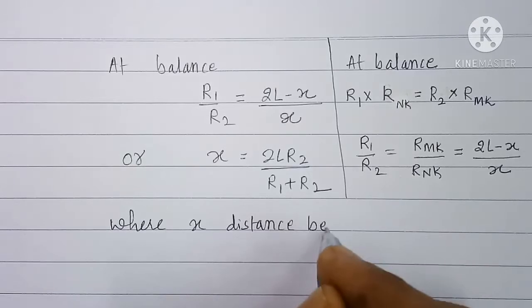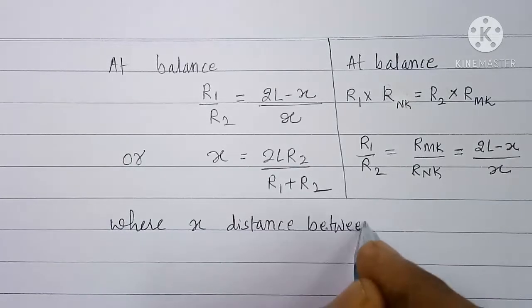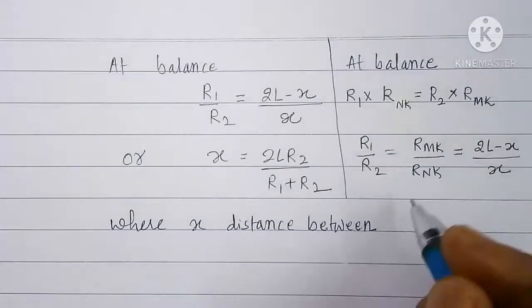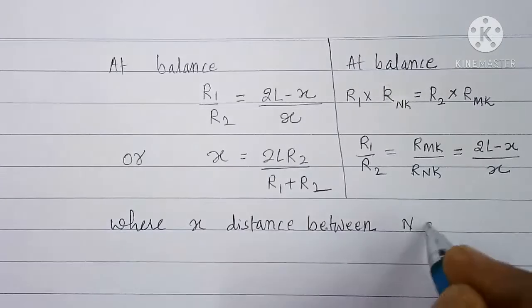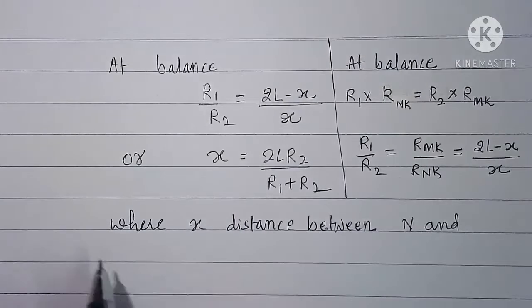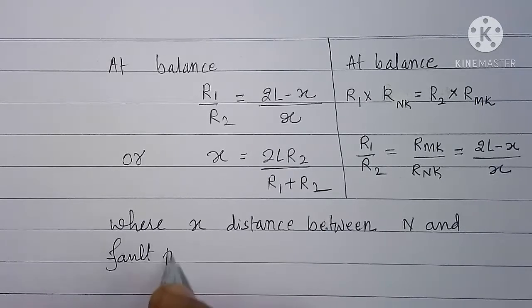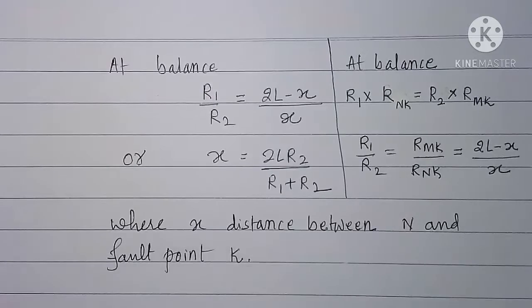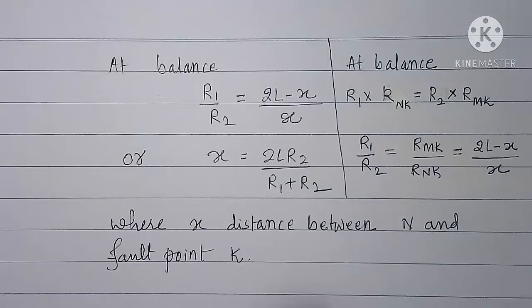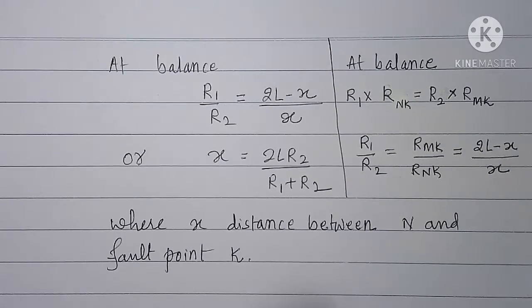distance between N and fault point K. So this way we can make use of Murray loop test for locating the fault due to insulation failure in a cable.